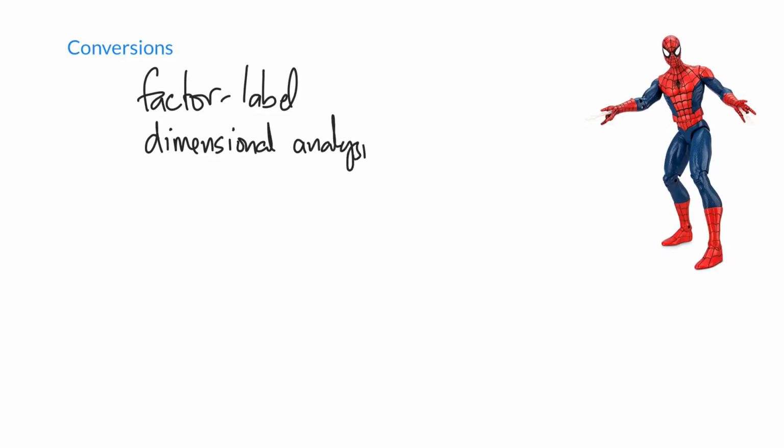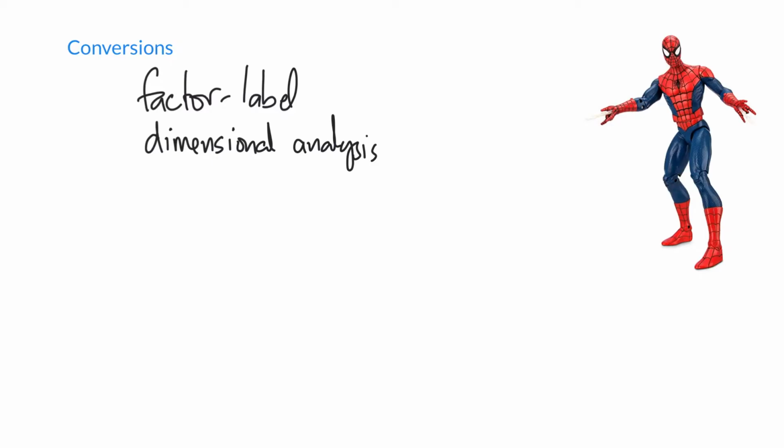Sometimes this is called the factor label method, and sometimes it is called dimensional analysis. Depending on who you talk to, it could be called the conversion factor method. I don't even know what it's called these days, so I'm not going to give it a name. If I give it a name, I will probably use the name interchangeably. So it all means the same thing. But here's the exciting thing about it.